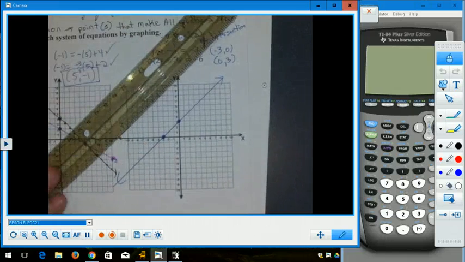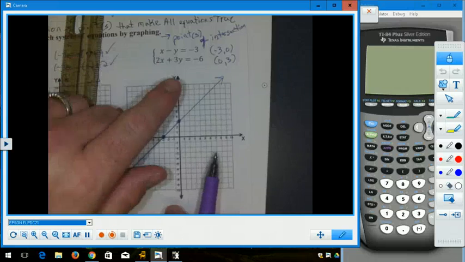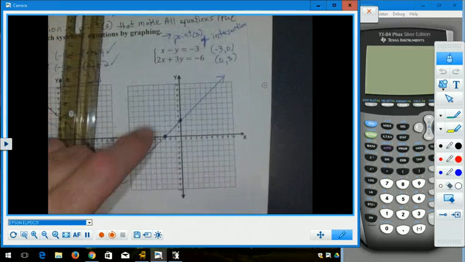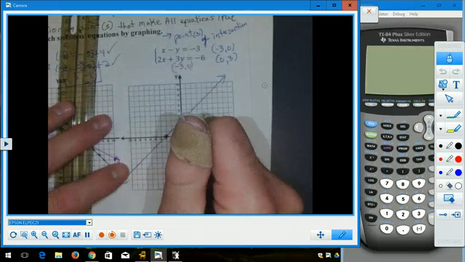You could also solve for slope-intercept form, but this is a much more time-efficient way since they're already in standard form. When the y variable is 0, I'm left with 2x equals -6. Divide by 2, I get x equals -3. So -3, 0 for my x-intercept.